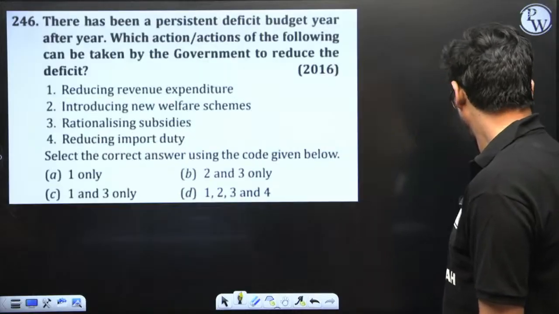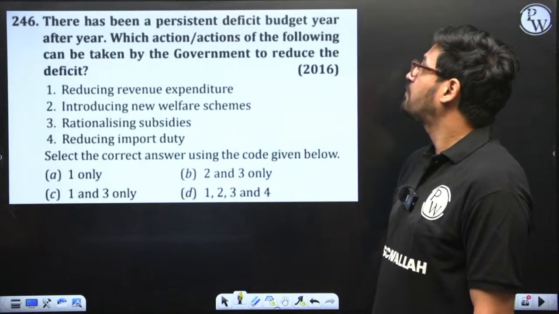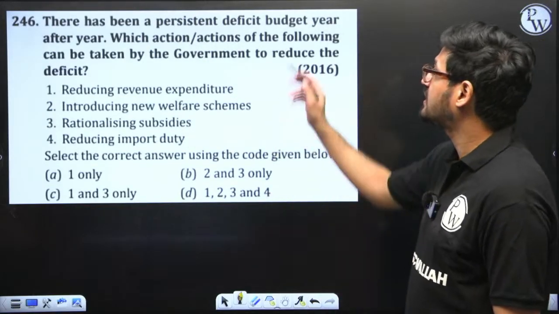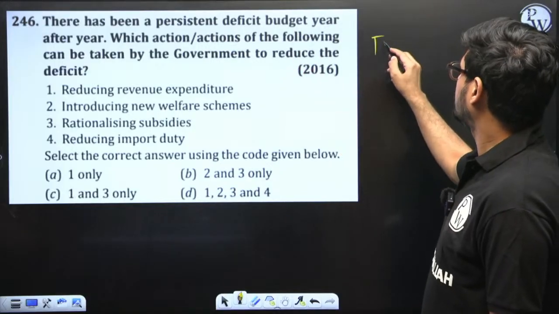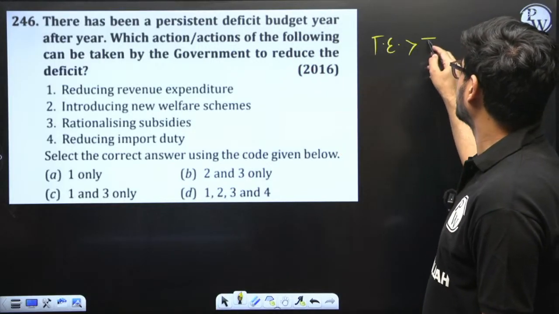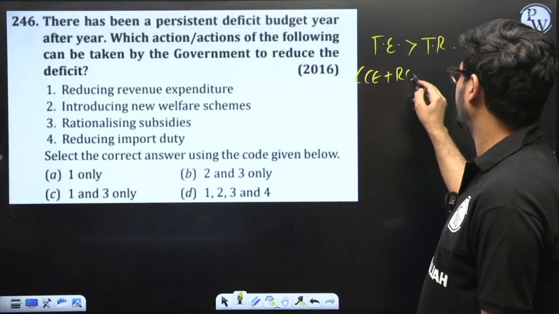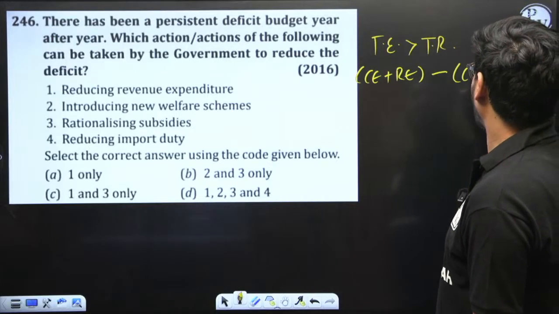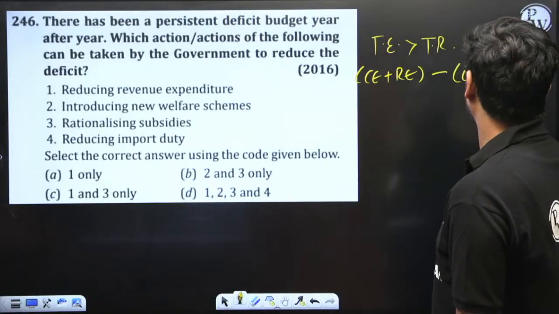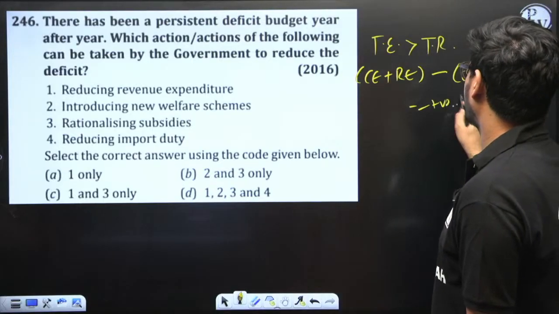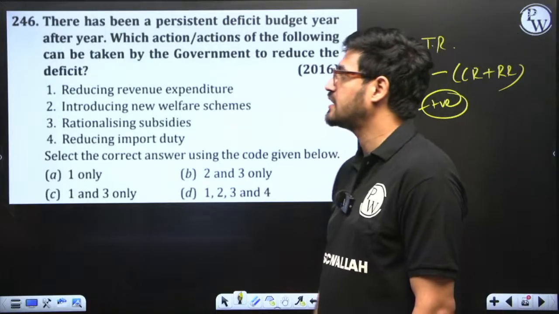You move to the next one. There has been a persistent budget deficit. Budget deficit means that the total expenditure exceeds your total receipts. That means the capital expenditure plus your revenue expenditure minus capital receipts plus revenue receipts, there is a positive value here, which is called your budget deficit.